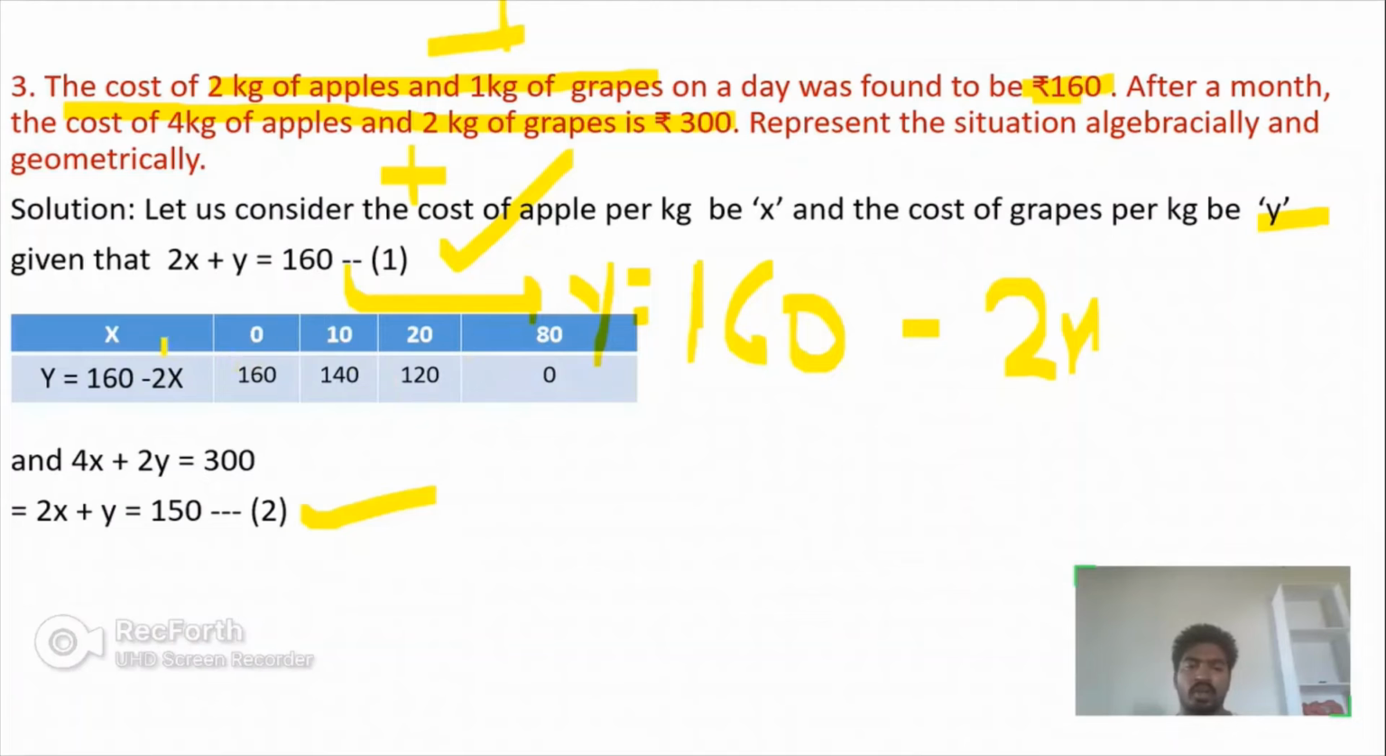So now I am getting 4 points. The points are (0, 160), (10, 140), (20, 120) and (80, 0). Now again for the second equation I want to frame a table and find for what values of x, what will be the corresponding value of y. Before starting, we have to find the value of y from this equation. The value of y is equal to 150 minus 2x.